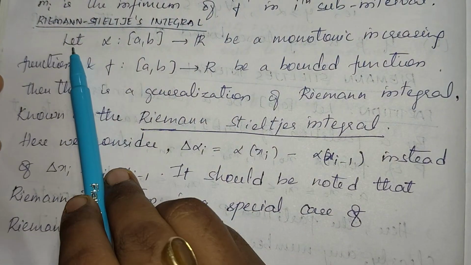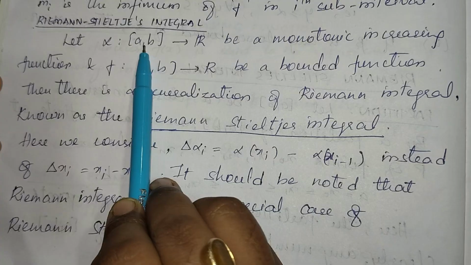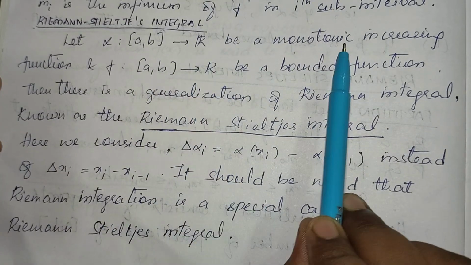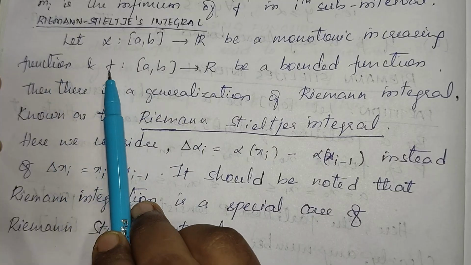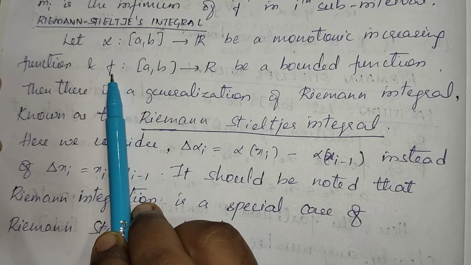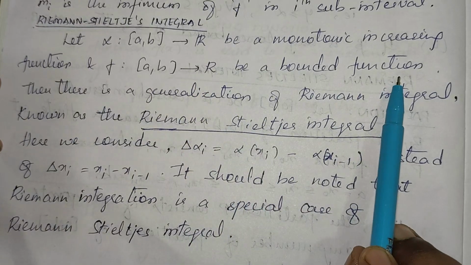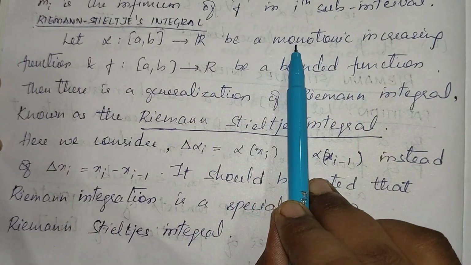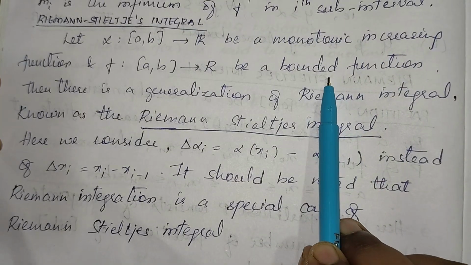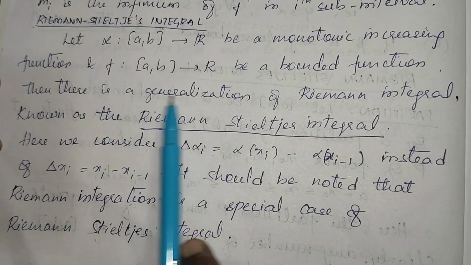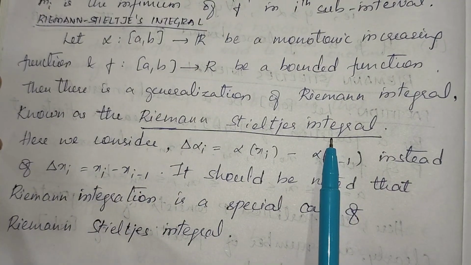Okay, let alpha from closed interval [a, b] to R, the real numbers, be a monotonically increasing function, and small f, that is, function f from closed interval [a, b] to R, be a bounded function. So you know what is a monotonically increasing function and also you know what is a bounded function. Then there is a generalization of the Riemann integral known as the Riemann Stieltjes integral.